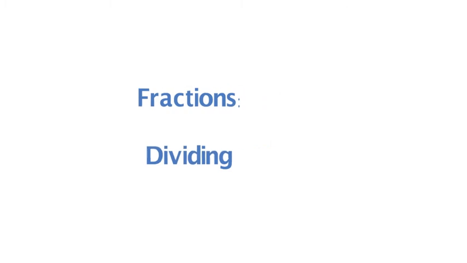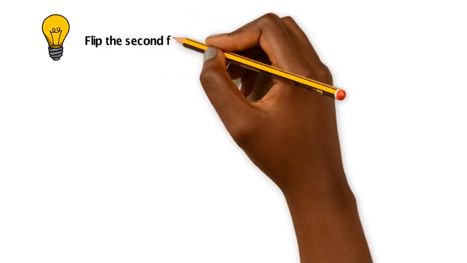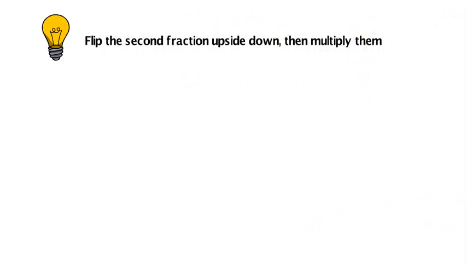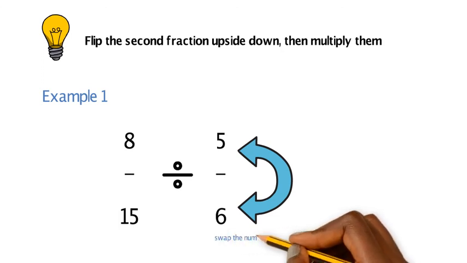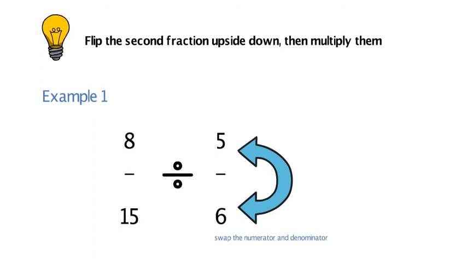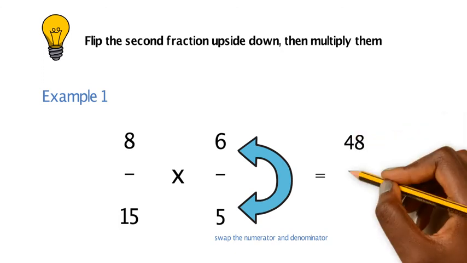Dividing. Notice that when you're dividing, you flip the second fraction upside down and then you multiply them. So, for example here, if we have 8 over 15 and we're dividing that by 5 over 6, we're going to flip the 5 over 6 upside down. And this is going to change the fraction to 6 over 5. And because now we flipped it, you can now multiply them. So this is key when it comes to dividing. And because multiplying is easier, all you do is multiply the 8 and the 6 and the 15 and the 5 together.